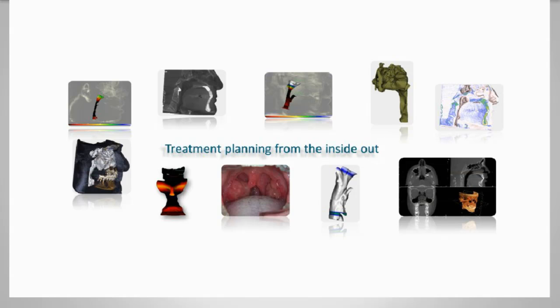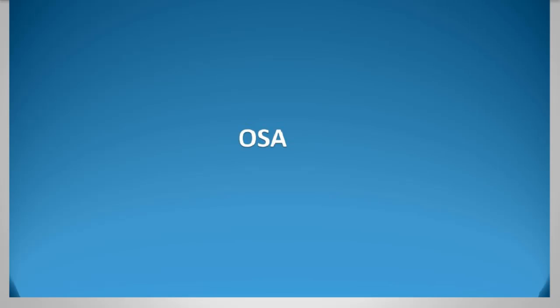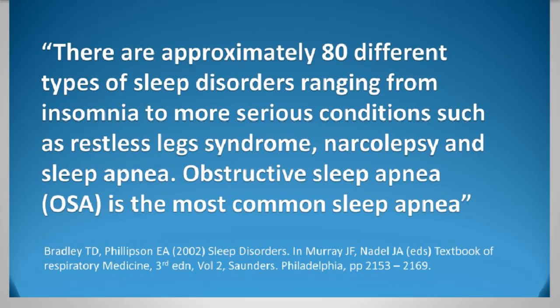So let's talk a little bit about obstructive sleep apnea, OSA, which is a very hot topic these days. First of all, there are approximately 80 different types of sleep disorders, ranging from insomnia to more serious conditions such as restless leg syndrome, narcolepsy, and sleep apnea. But obstructive sleep apnea, also known as OSA, is only about 40% of those sleep disorder breathing cases.